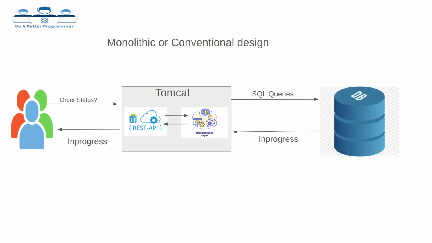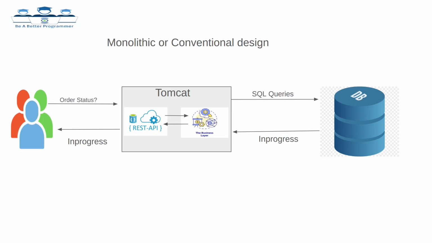So let's see this monolithic design to deploy an API. Let's say you want to develop an API which will return the status of an order. What you will do is develop a REST API either using Jersey or JAX-RS or any other implementation. Then you will deploy the API in Tomcat or any other server, and you will also have the business logic, like in a service class or helper class, which will communicate with the database, retrieve the order status and return it back to the user.